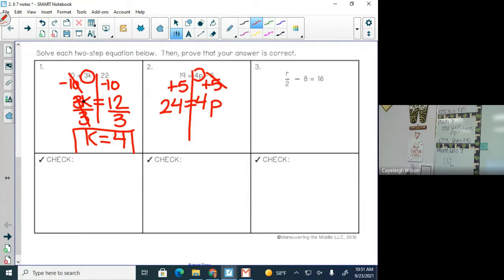So step 2 says to use the opposite of multiplication or division to get the p by itself. Does anybody have any ideas on what I would do now to get the p by itself? No? Division, because that is 4 times p right here. This is 4 times p. So to get p isolated, I divide by 4. 4 divided by 4 is just 1p, which is p. And 24 divided by 4 is 6.